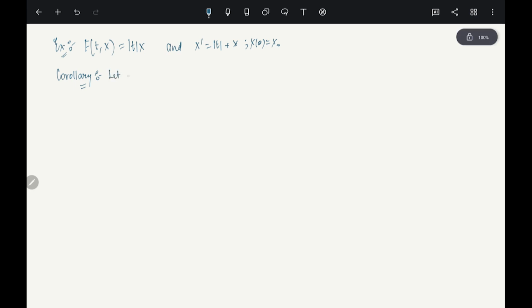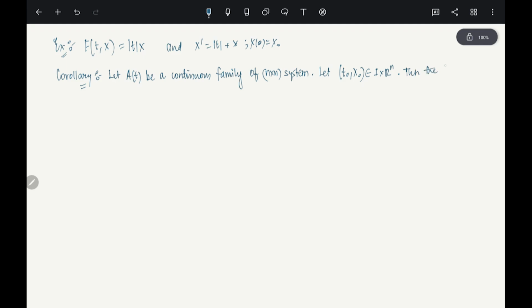So let A(t) be a continuous family of n cross n systems. N cross n system, what it means is all the coefficients are continuous. All the entries are continuous functions. So let (t naught, x naught), clear, be in some interval I cross R^n. I will just put t naught; you can put it to be 0, doesn't matter.